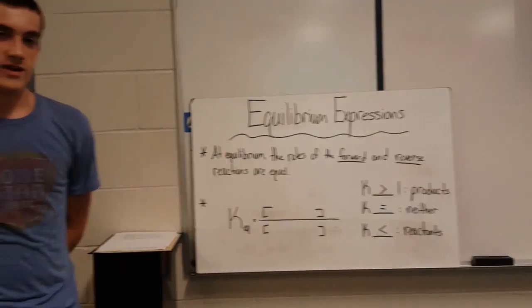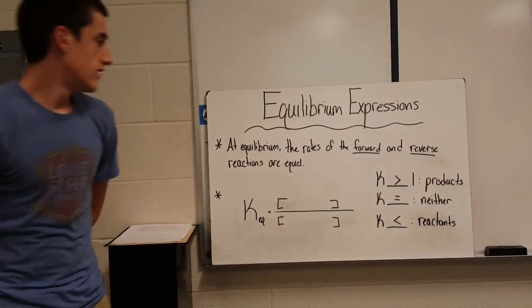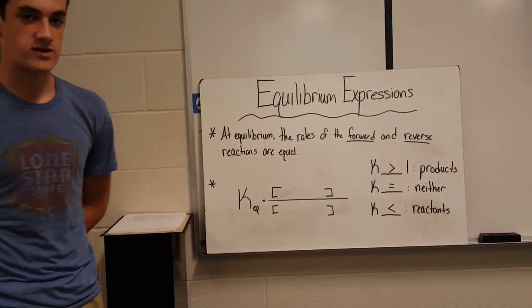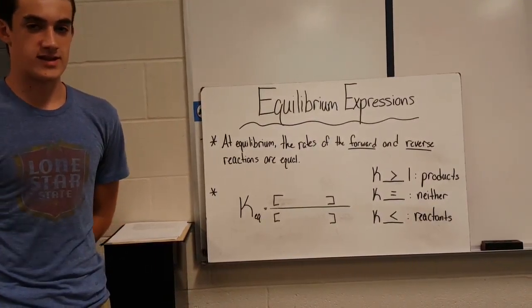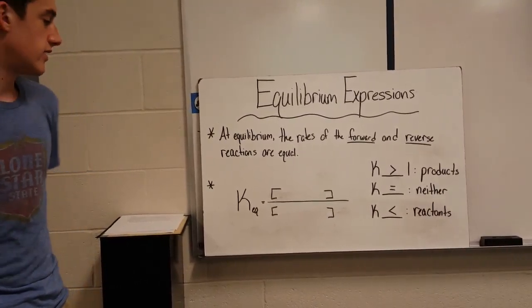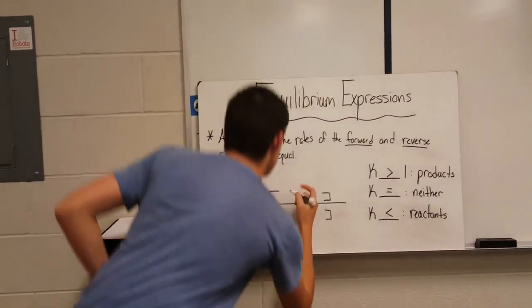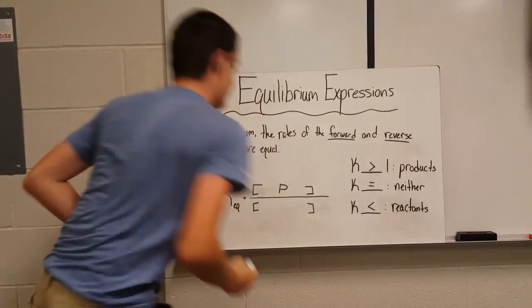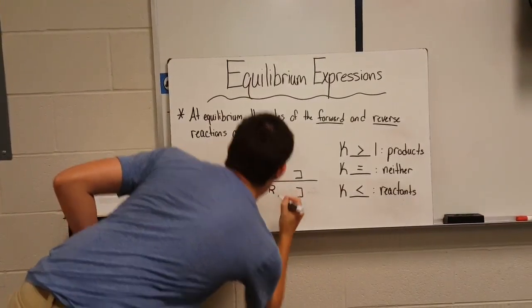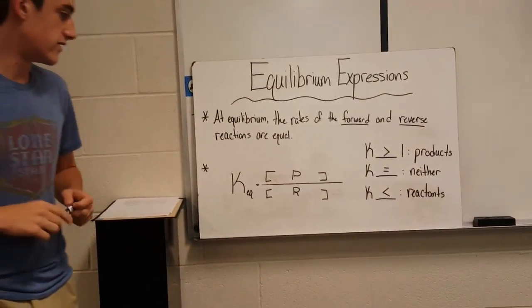This video is about writing equilibrium expressions. At equilibrium, the rates of the forward and reverse reactions are equal. This means that as the reactants react to form the products, the products are reacting to form the reactants at the same rate. When writing an equilibrium expression, the concentration of the products must be divided by the concentration of the reactants to get the equilibrium constant.